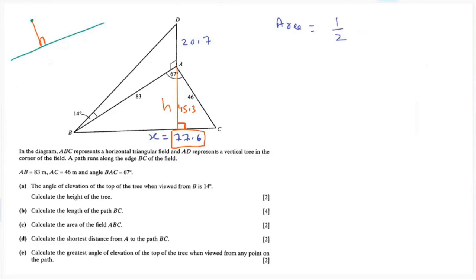Okay. अच्छा, last part में वो क्या कहता है? Calculate the greatest angle of elevation of the top of the tree when viewed from any point on the path. Path कौन सा है? Path is BC. BC के ऊपर आप different जगहों पे खड़े हो सकते. You can be standing here. Let's say यहाँ से कोई और angle होएगा, यहाँ से कोई और angle होगा, इस point से कोई और angle होगा, C से कुछ और होएगा, B से कुछ और होगा. Different points have different angles of elevation.